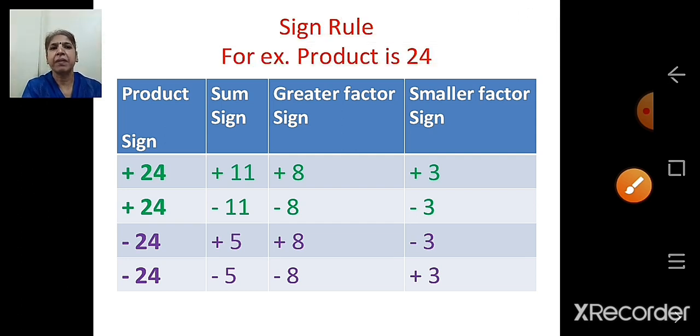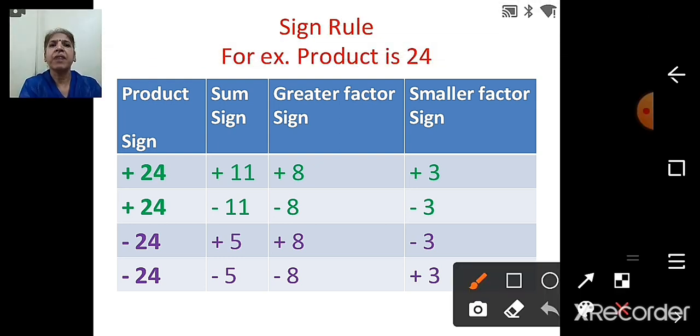And here is a table, the sign rule, which will help you to solve the sums, because we have to be perfect. You have to put the correct sign. Here the example given is product 24. Now which are the pairs of factors whose product is 24? 1 is a factor because all numbers are divisible by 1, and the number itself, 24. So we can say 1 and 24, right? So one pair is 1 and 24.